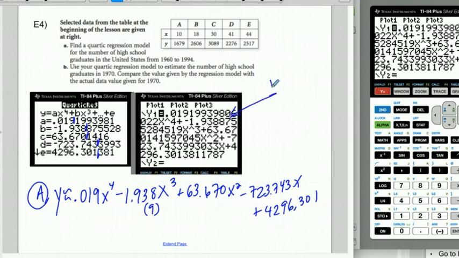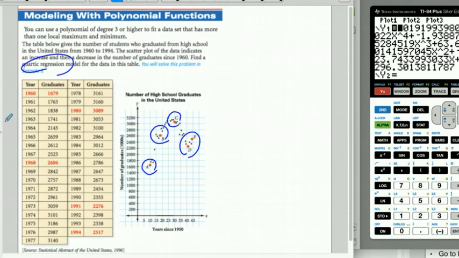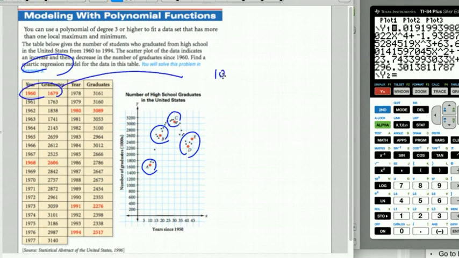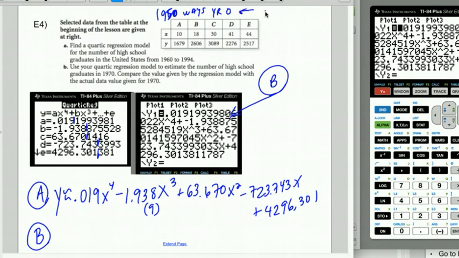But for B, I can go ahead and use this because for B, I can just plug into my calculator. So you use your Quartic Regression model to estimate the number of high school graduates in 1970. All right. Well, when we do this, 1960 was year 0, I believe. Let's go back up and look at our data. Oh, I lied. 1960 wasn't year 0. My bad. The 1679 was 10. 1950 was year 0. So if we go up here, we use this as the point 10, comma 1679. So 1970 would be year 20. So 1970 is year 20.